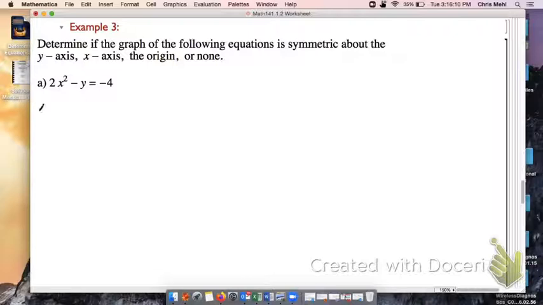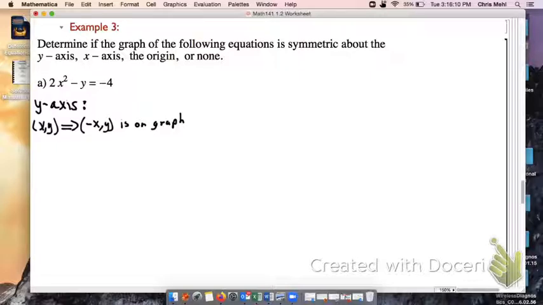Let me start off by doing y-axis symmetry. Remember, y-axis symmetry means that (x, y) on the graph implies that (minus x, y) is on the graph. That means anything already on the graph gets reflected over the y-axis, and you get another point on the graph that changes the sign of the x-coordinate.